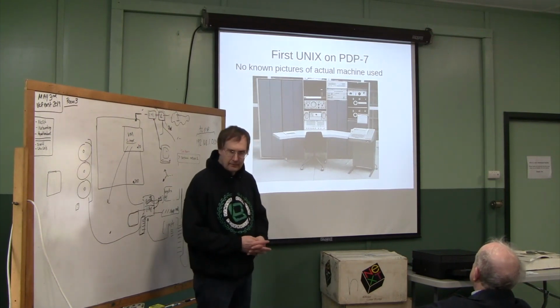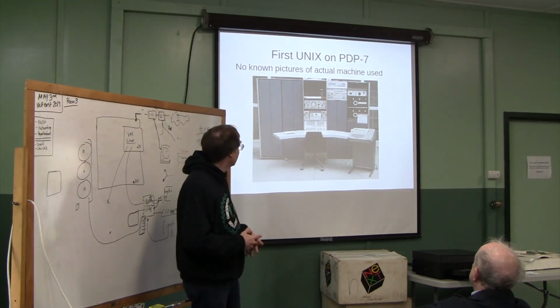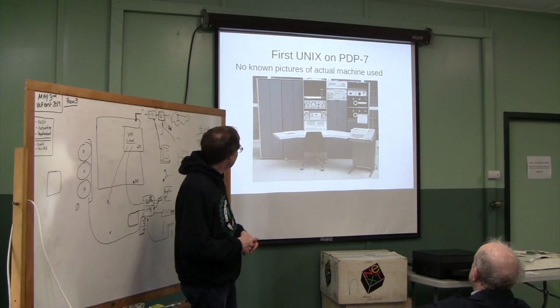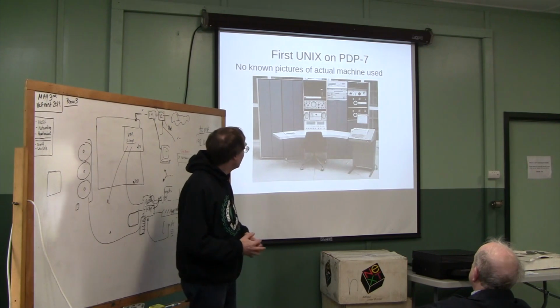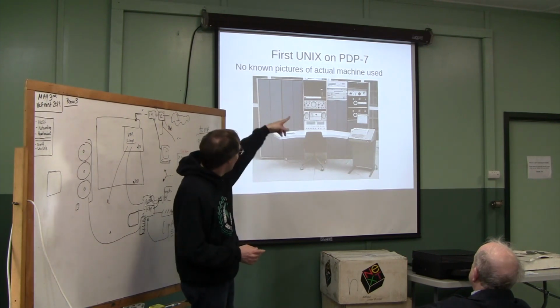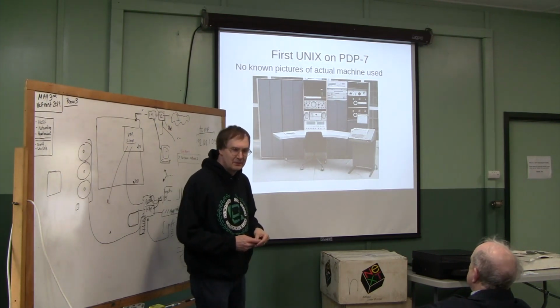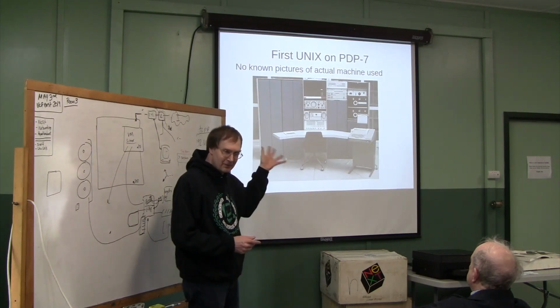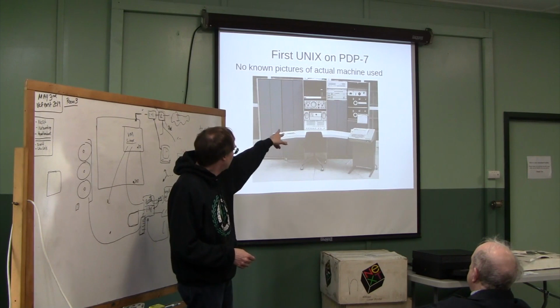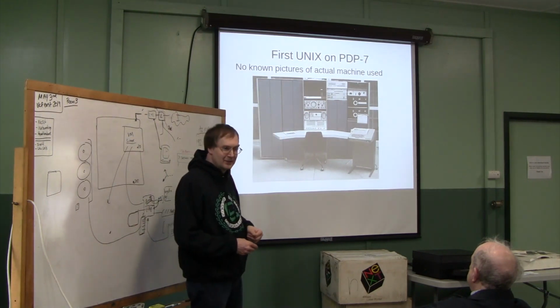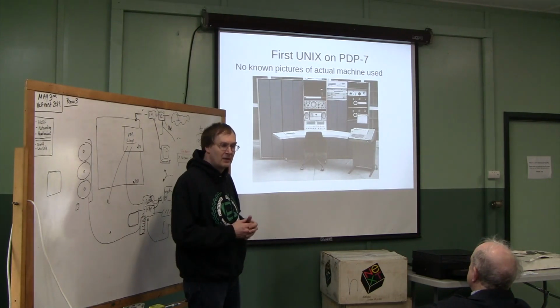So now I'm going to move on to the Unix simulator, the SimH simulators. The first Unix was implemented on a PDP-7. There are no known pictures of the actual machine that was used, so this is a representative PDP-7. The machine did have a display, but probably was not using a little scope like that, since it was some fancy custom graphics hardware.